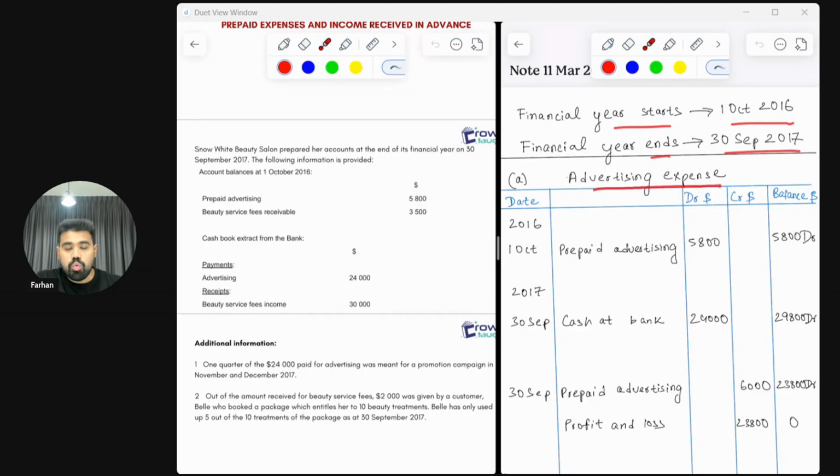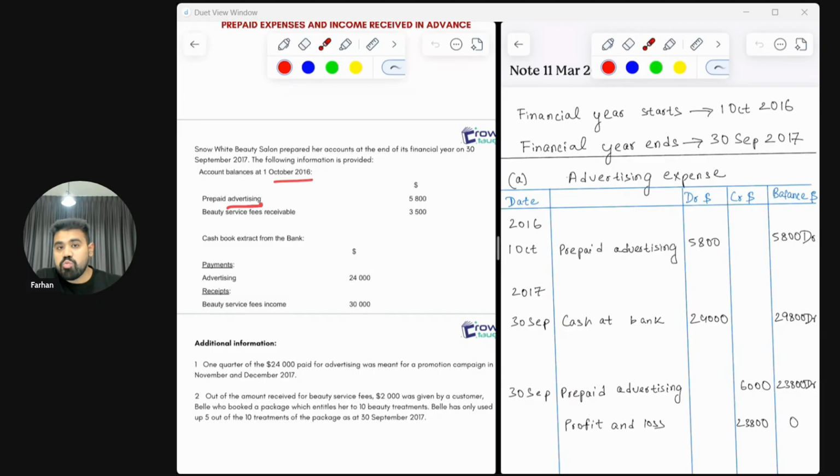We know that we're given the opening balance for prepaid advertising on 1 October 2016. What do we understand by prepaid advertising? Prepaid advertising is a current asset which refers to advertising that you have paid for in advance. So this is not an expense yet on 1 October 2016. It is a current asset for the business. And in the future, as you use the benefits that come with this prepayment, this gets expensed.